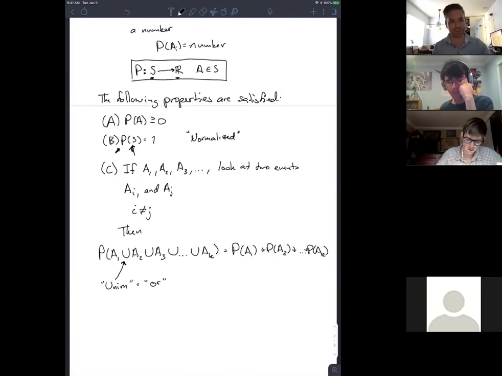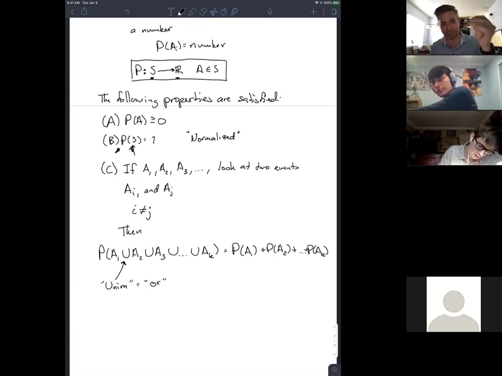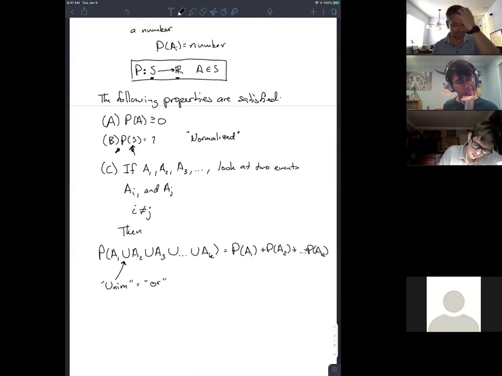Okay, so in other words, if we go back to our coin, if the coin is fair, then the probability that I get heads is 50%, that is 1/2, and the probability that I get tails is 1/2. So the probability that I get heads or tails is just 1/2 plus 1/2, that is 1. Does that make sense? Yes. All right, very good.